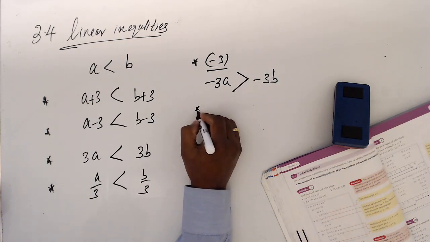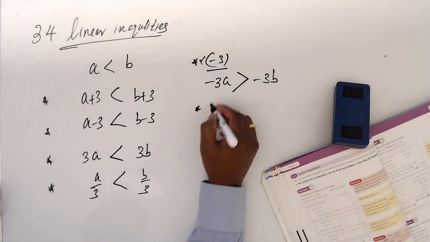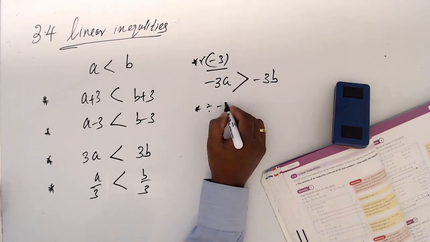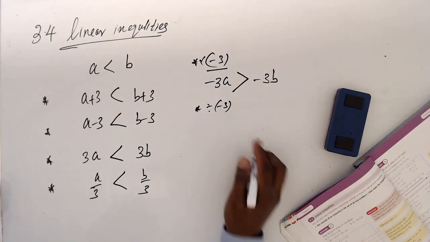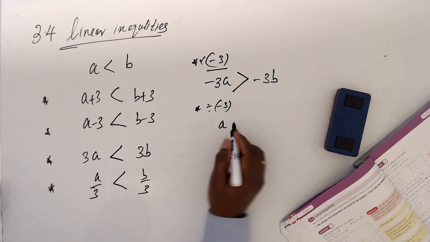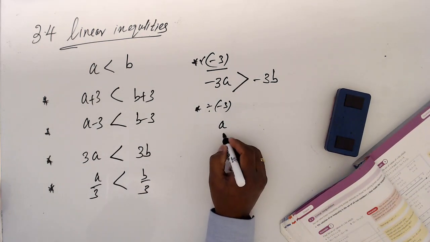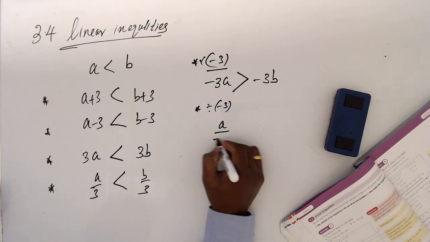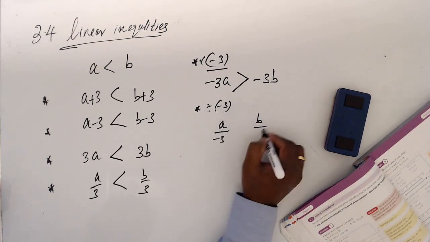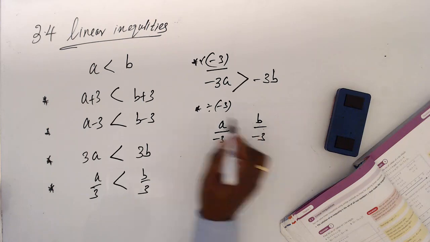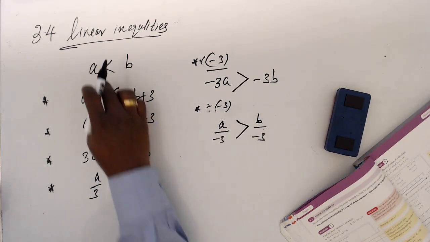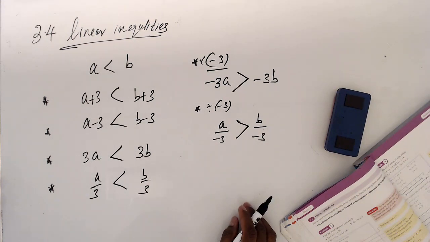Or if you divide by a negative number, I'll divide by minus 3. This is A less than B, but if you divide by minus 3, now it is no more A less than B, it is A greater than B.